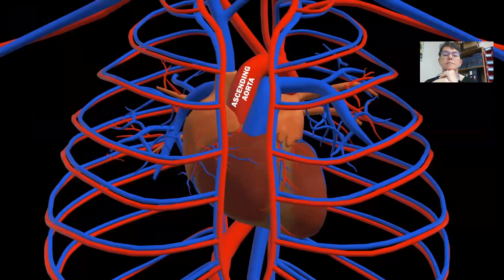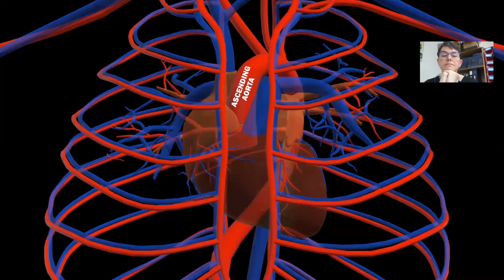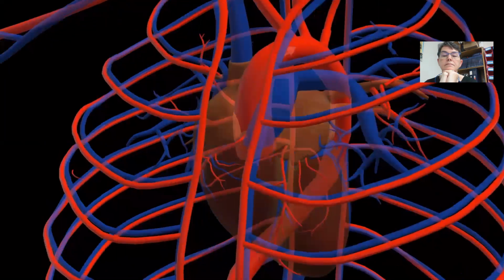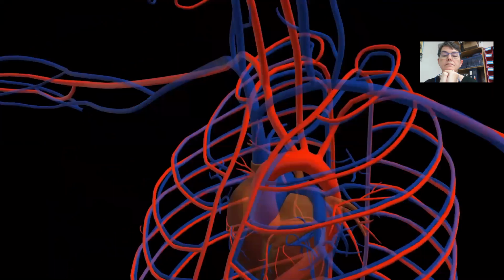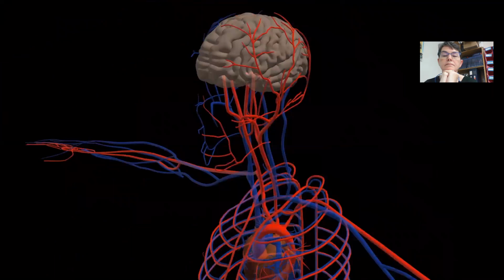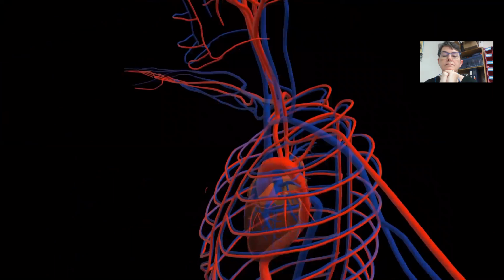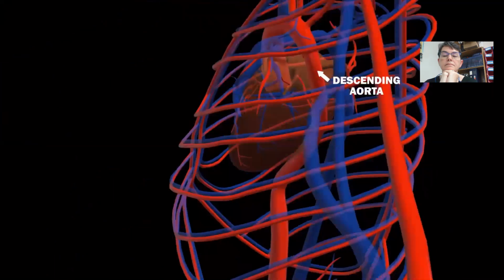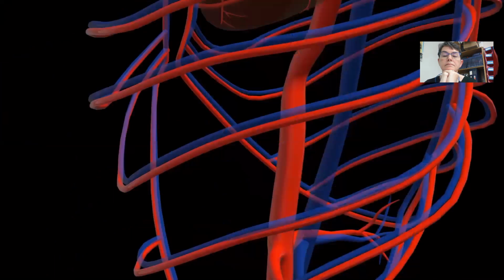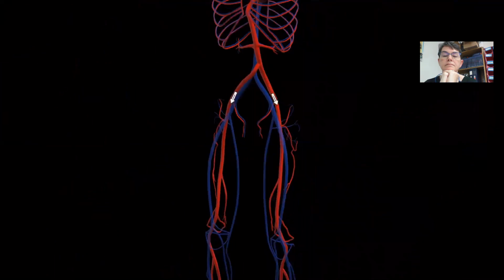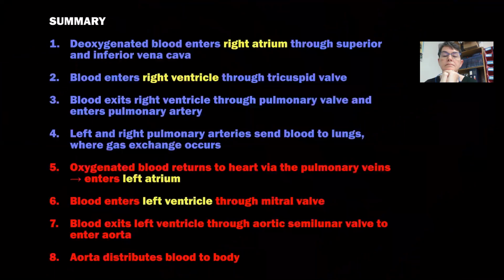The aorta, which is the largest of all the arteries, distributes the oxygenated blood to the rest of the body. The aortic arch has 3 major branches, which supply the head and arms with blood. Then the aorta curls downward behind the heart, forming the descending aorta, which descends through the chest and continues down through the abdomen. In the abdomen, the descending aorta splits to supply the pelvis and legs with blood.